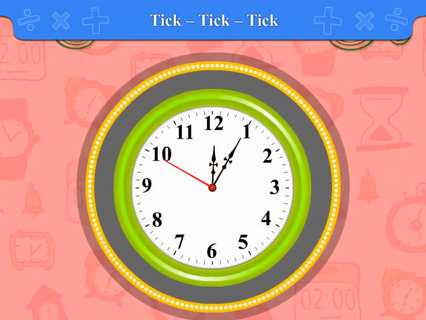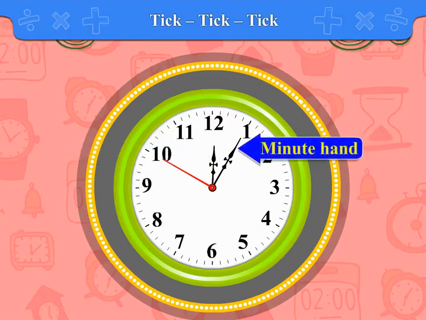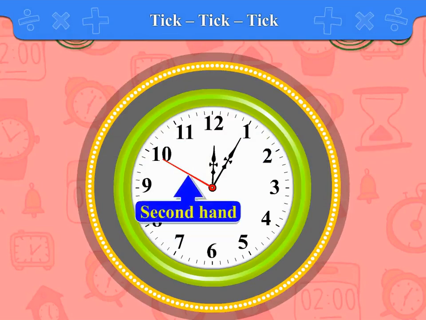You must know that the small hand is also called the hour hand, whereas the big hand is also called the minute hand. There is a third hand too. It is called the second hand.